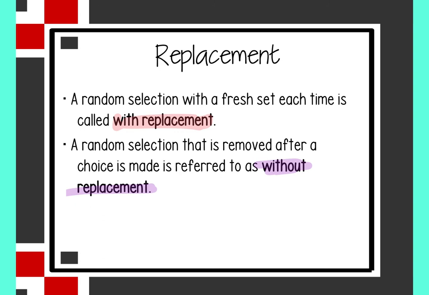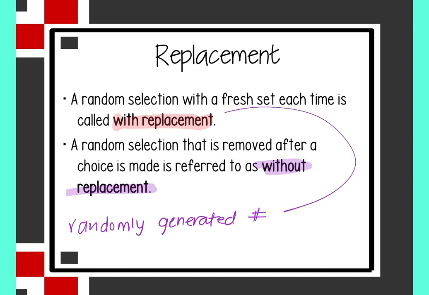If I just said come and grab it and then she puts it back in the box, that's with replacement. So you're starting with a fresh set every time. When you look at things like a random generated number from a computer, you assume that it's with replacement. So I assume that is a fresh set of numbers every time.